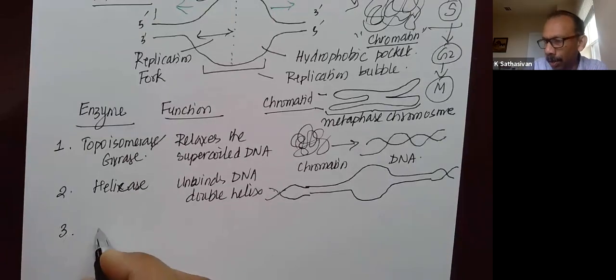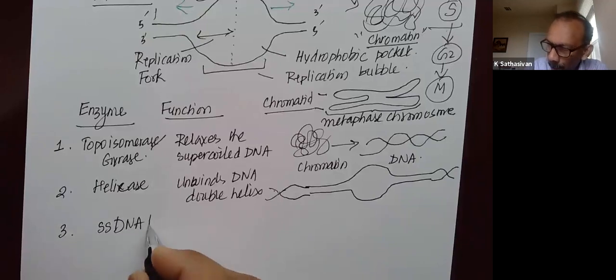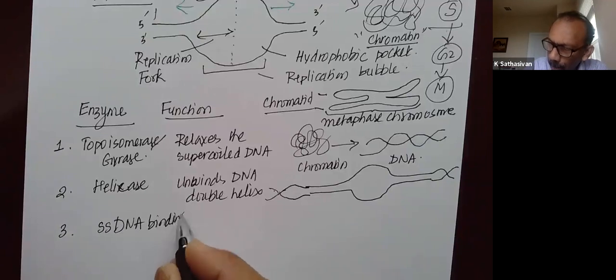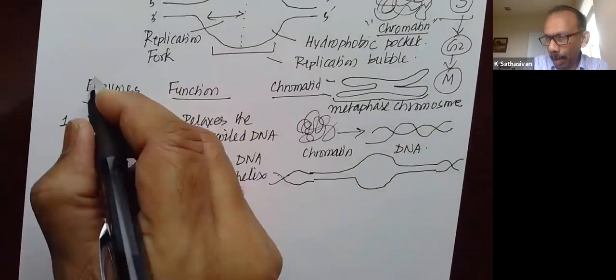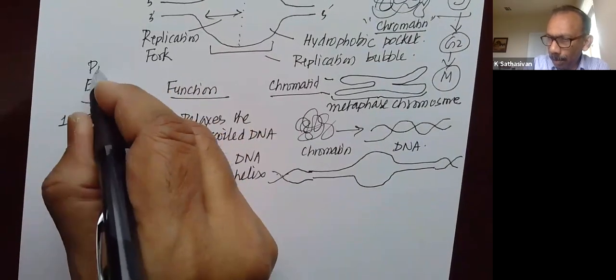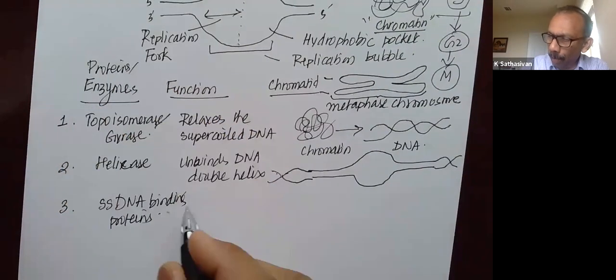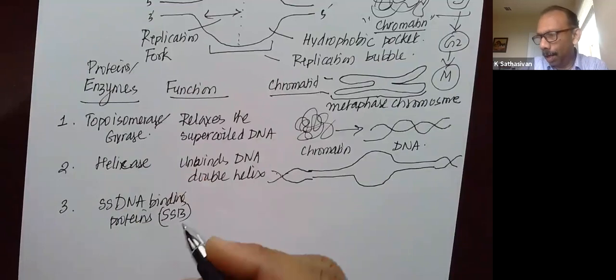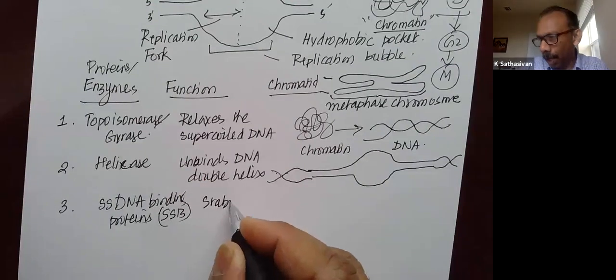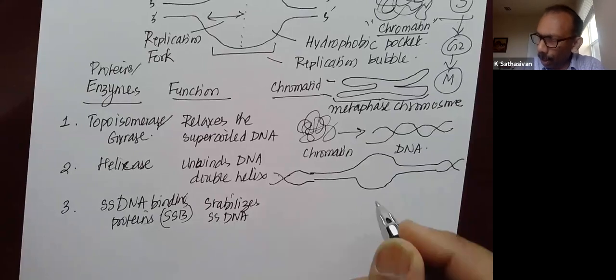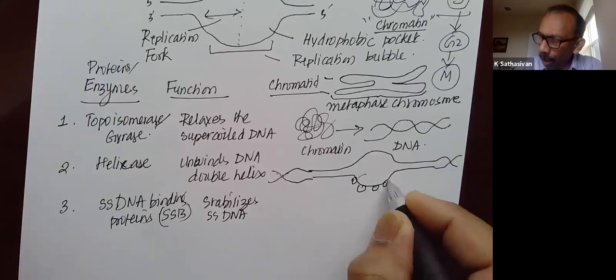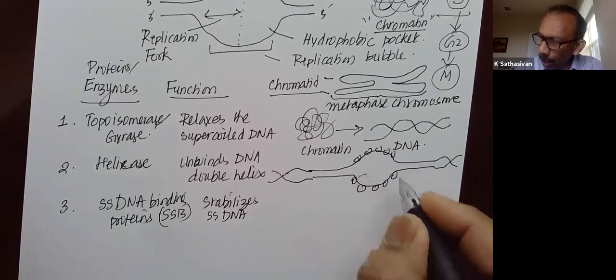And the next thing is single-stranded DNA binding proteins. I should say the enzymes/proteins. They are abbreviated as SSB. They stabilize the single-stranded DNA. Otherwise, they will go back. So the SSB is going to bind to this and hold the single-stranded DNA.